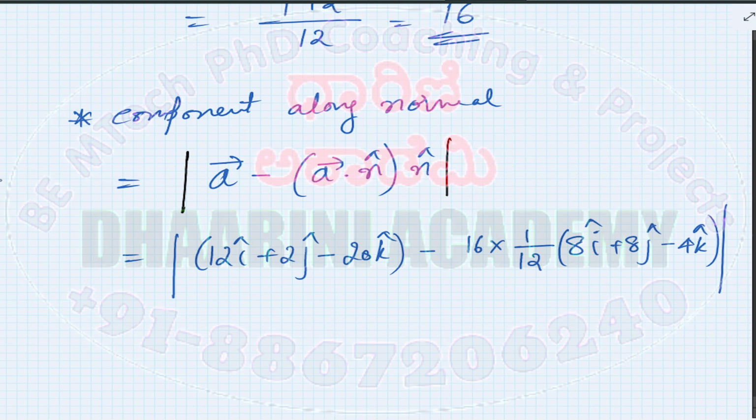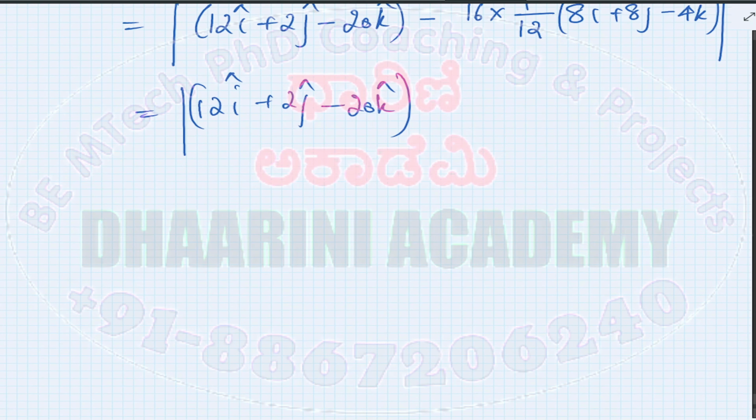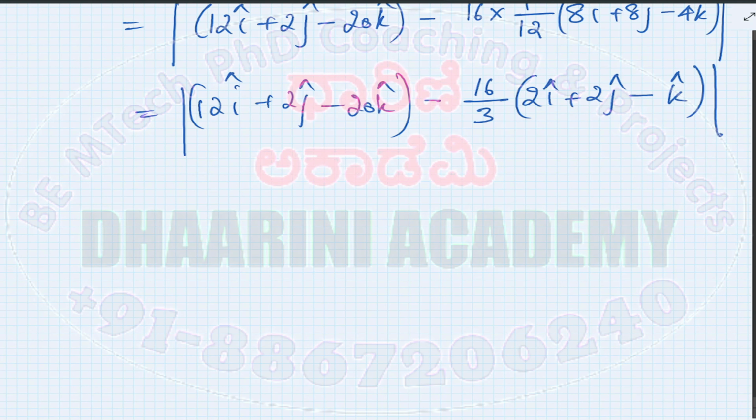simplify this further. This is equal to magnitude of 12i plus 2j minus 20k minus, let's take the 16 as it is. I'll cancel this with the 4 outside. So when you take 4 outside from the above bracket, 4 cancels with 12 as 3 into, see this is 4 goes out, so 2i cap plus 2j cap minus k cap. I need to take its magnitude.